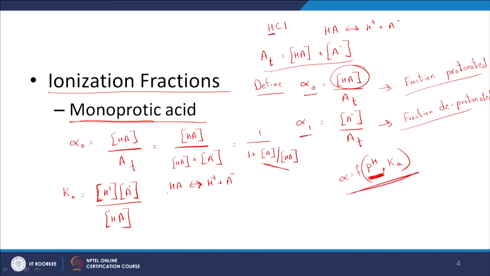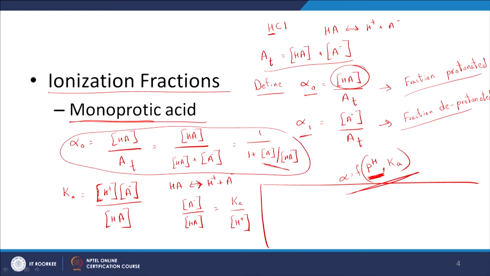So, that particular fraction, the deprotonated form by HA, is going to be equal to Ka by H plus, right, and this is what I have. And so, I am looking at this particular equation here, and I am going to substitute this variable A minus by HA with Ka by H plus.